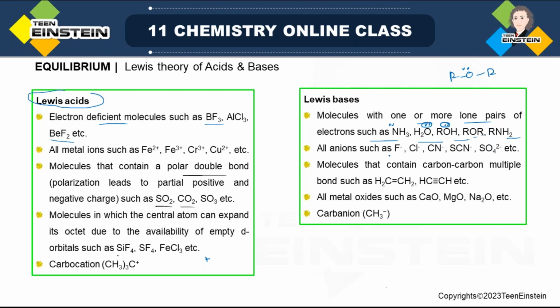Then all anions. Here you can see all these species are carrying some negative charge: F minus, Cl minus, HCl minus. This negative charge can also be the source of an electron pair, which can be donated to a Lewis acid.